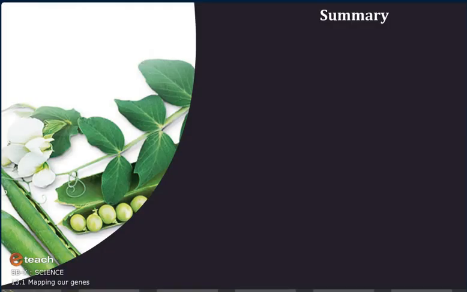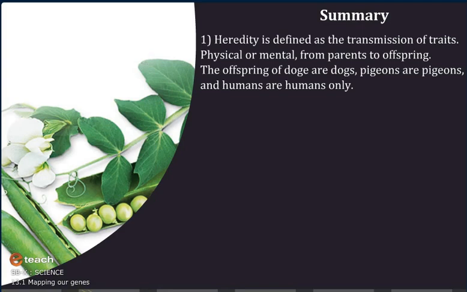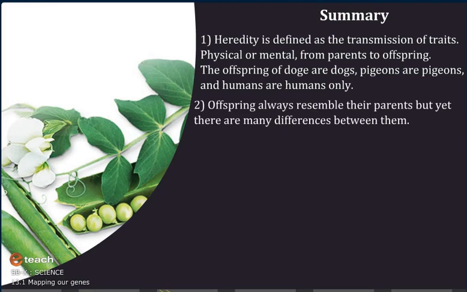Summary. 1. Heredity is defined as the transmission of traits, physical or mental, from parents to offspring. The offspring of dogs are dogs, pigeons are pigeons, and humans are humans only. 2. Offspring always resemble their parents, but yet there are many differences between them.